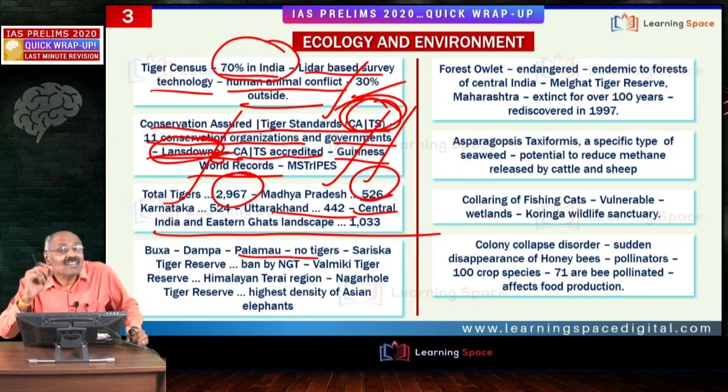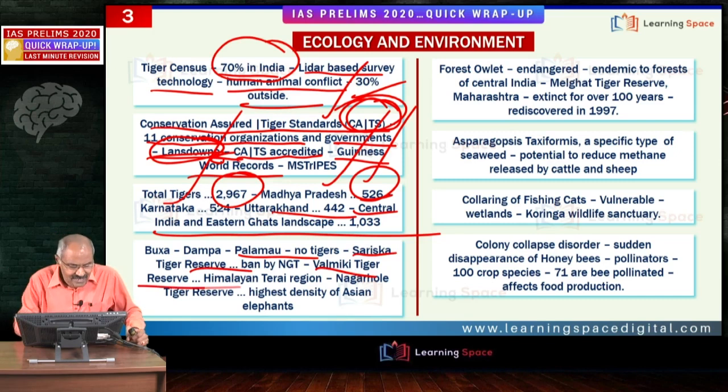Friends, in India, three tiger reserves have no tigers. One is Dampa in Mizoram, Buxa in West Bengal, and Palamau in Jharkhand. Palamau is also in the news because of that particular aspect of the North Koyal project, right? And then I have already told you Sariska Tiger Reserve, then Valmiki Tiger Reserve.